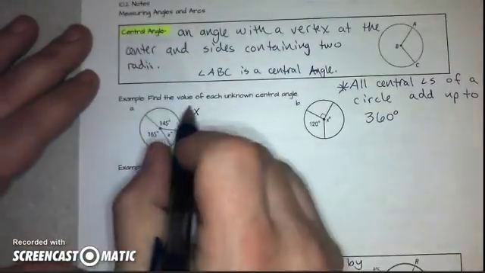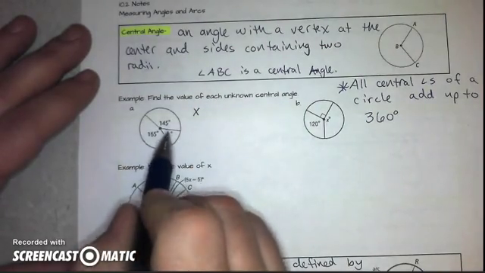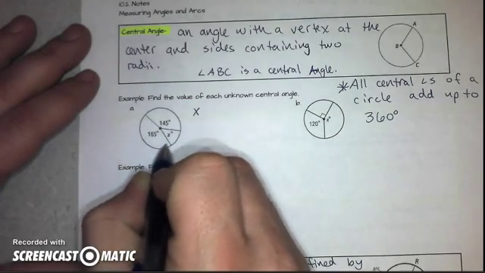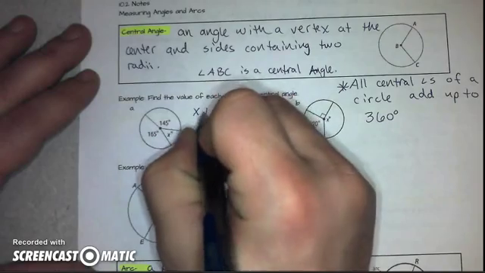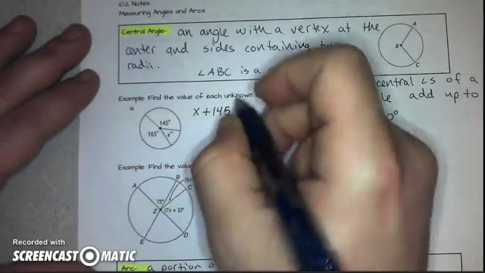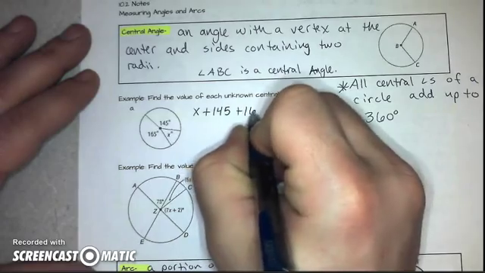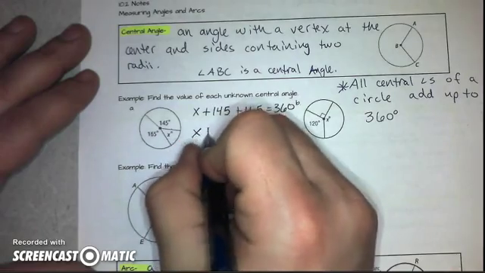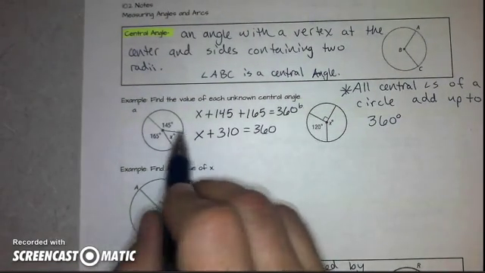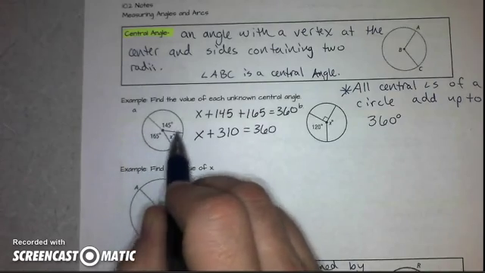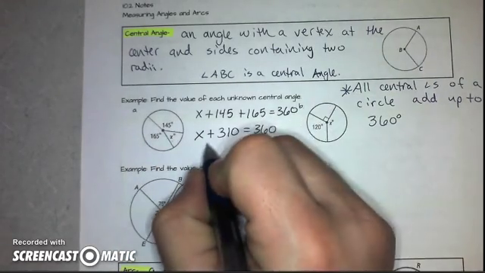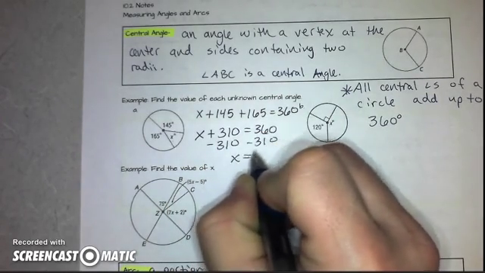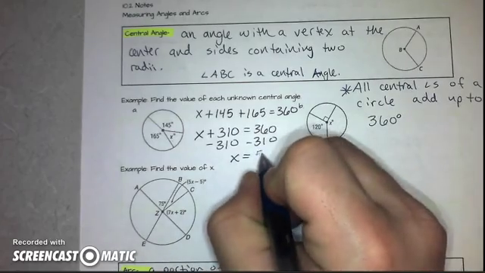In our first example, we want to find the value of each of these unknown central angles. We have a 145 degree angle here, a 165 degree angle here, and then x degrees. Remember, all three of these must add up to 360 degrees. So we add these, and we get that x plus a total of 310 degrees would equal the total of 360 degrees. We take that away from both sides, and 360 minus 310 is 50 degrees.